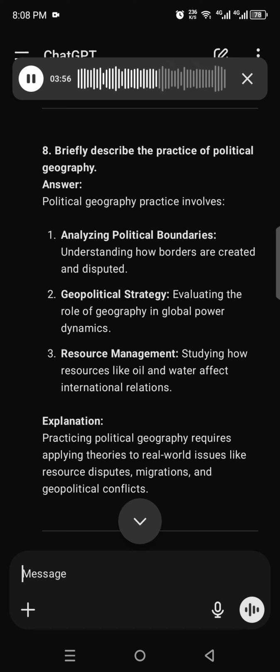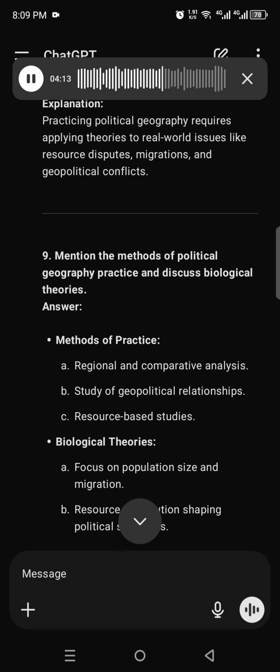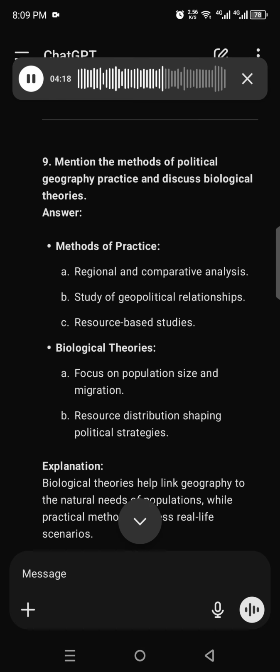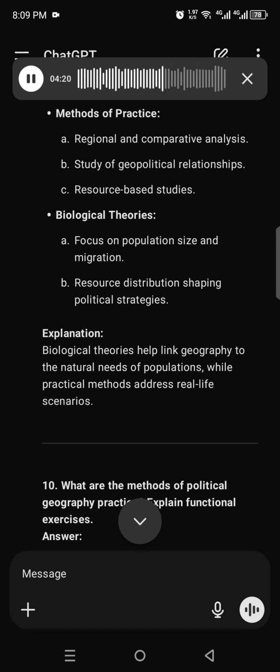9. Mention the methods of political geography practice and discuss biological theories. Answer. Methods of practice. 1. Regional and comparative analysis. 2. Study of geopolitical relationships. 3. Resource-based studies. Biological theories. 1. Focus on population size and migration. 2. Resource distribution shaping political strategies. Explanation. Biological theories help link geography to the natural needs of populations, while practical methods address real-life scenarios.